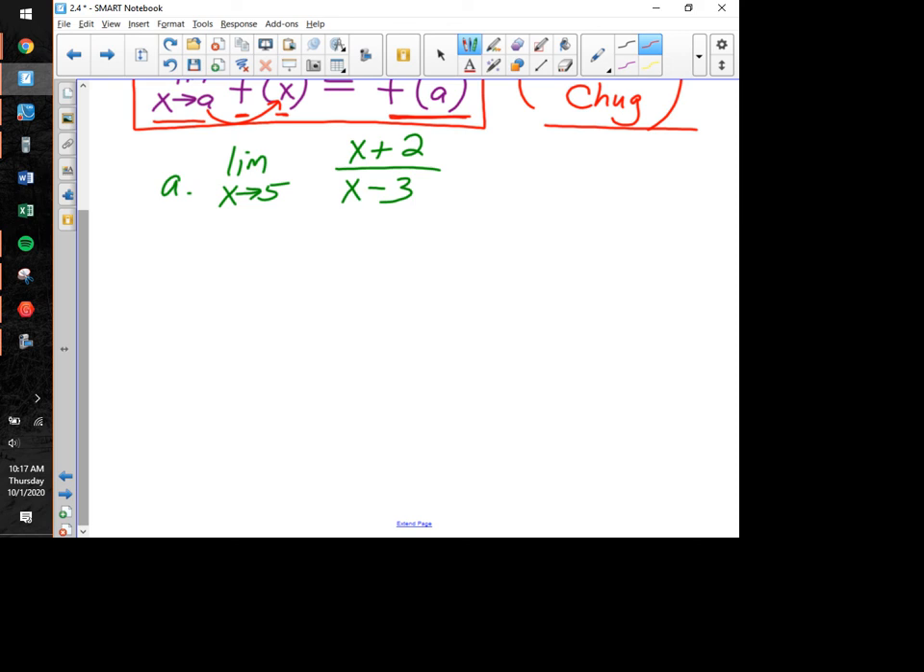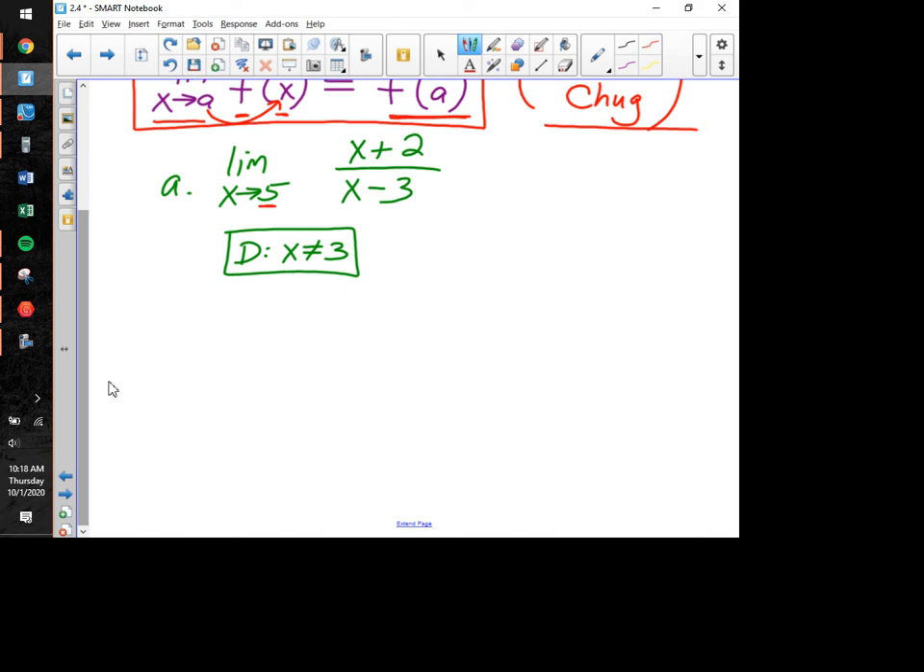The limit as x approaches 5 of the rational function x plus 2 over x minus 3. This particular function has a discontinuity. That is going to be an infinite discontinuity, but at x equals 3. That's the one value, 3, that's not in the domain of this function. So the domain here would be x is not equal to 3, but that implies that x can equal everything else out there. Well, x certainly then can equal 5.